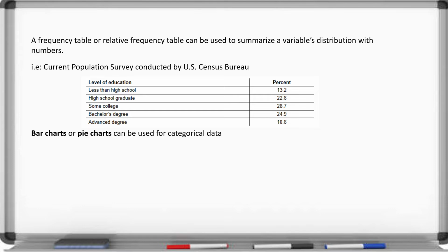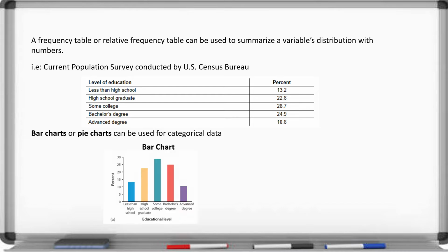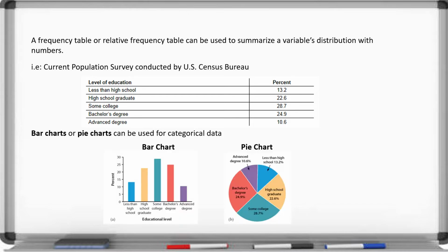Now we can display this with a bar chart or a pie chart. Now this can be used for categorical data. And notice that the level of education is considered categorical because we're dealing with various categories: less than high school education, etc. So we have a bar chart or a pie chart, in order to be able to use this to display categorical data.